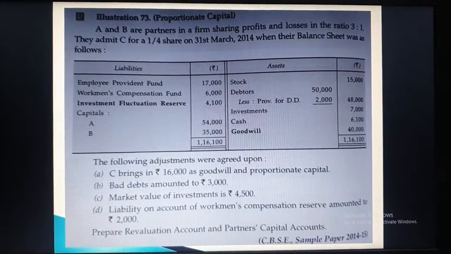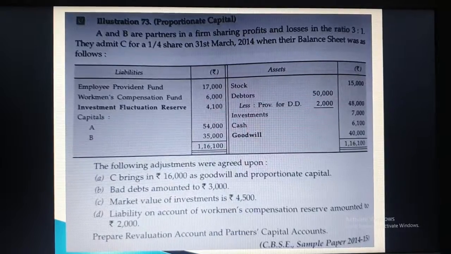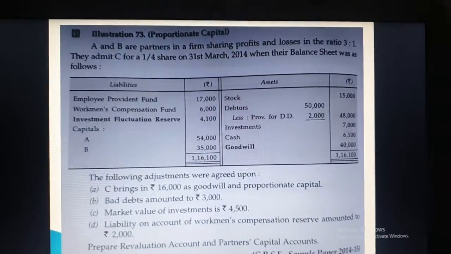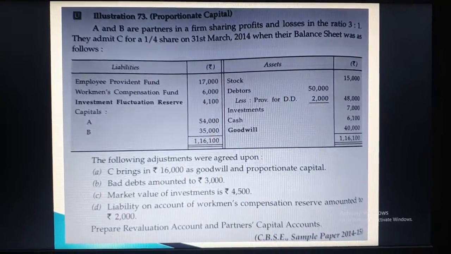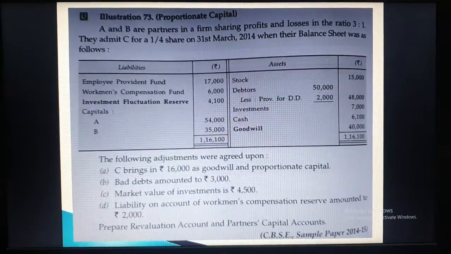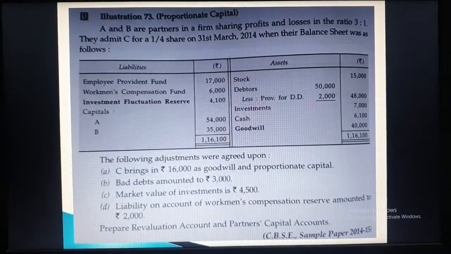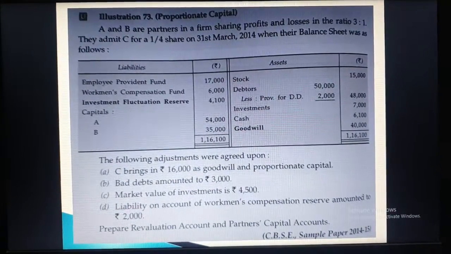C brings 16,000 as goodwill and proportionate capital. Bad debts amount to rupees 3,000. Market value of investment is 4,500 and liability on account of workman compensation reserve amounted to 2,000. And what you have to prepare here is the revaluation account and partners' capital account.